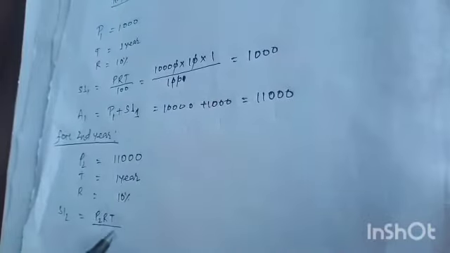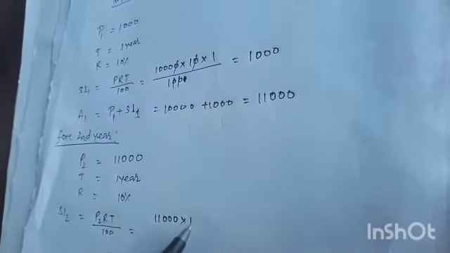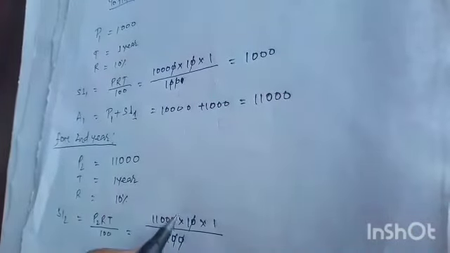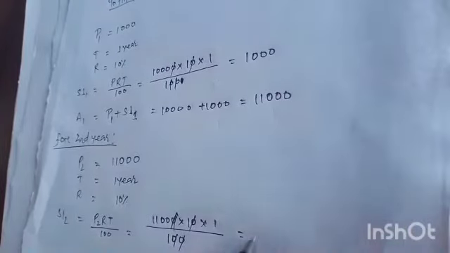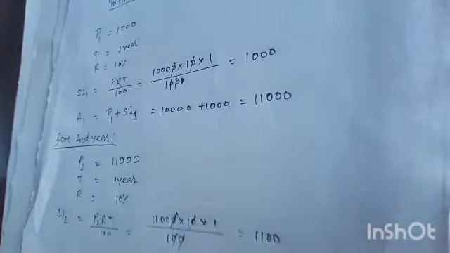P2RT divided by 100. That means 11,000 into 10 into 1 by 100. The 0 cancels with this 0. That means what remains here? He has to pay interest of 1,100.